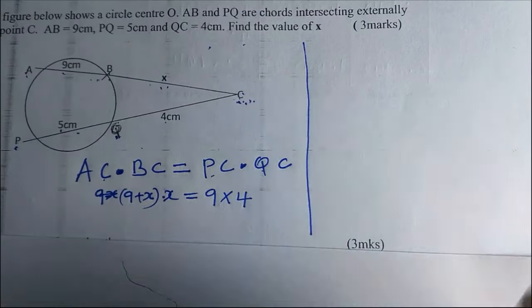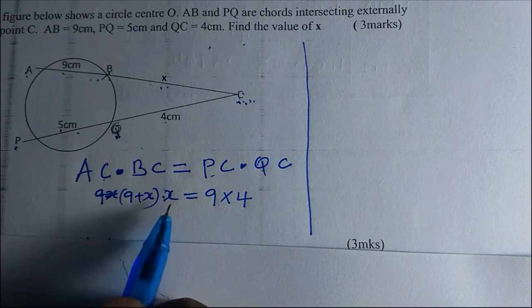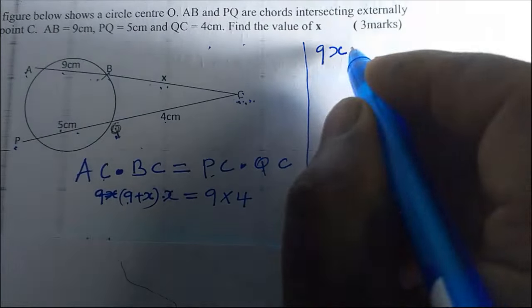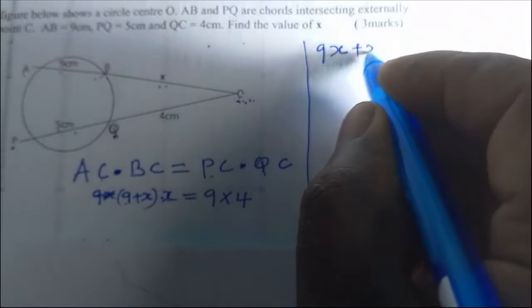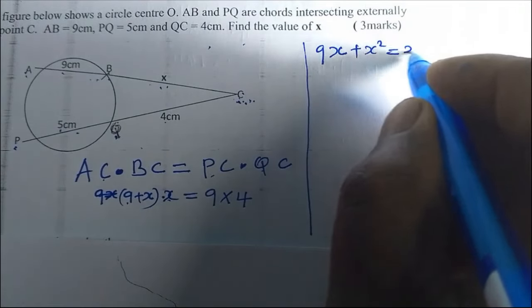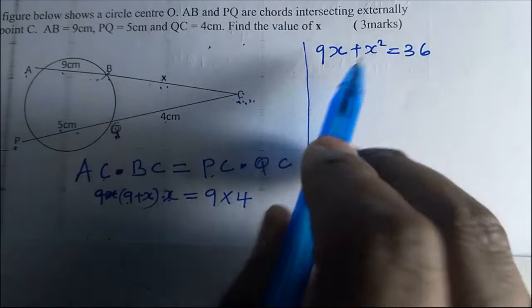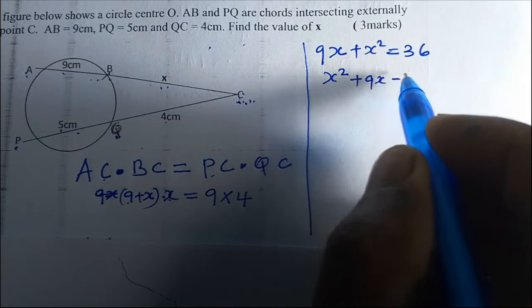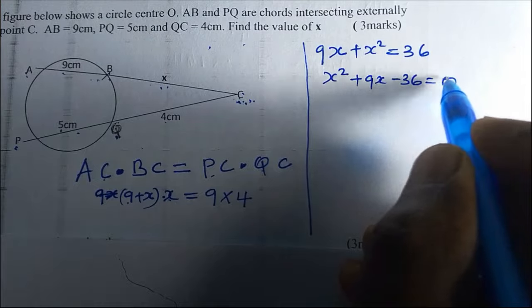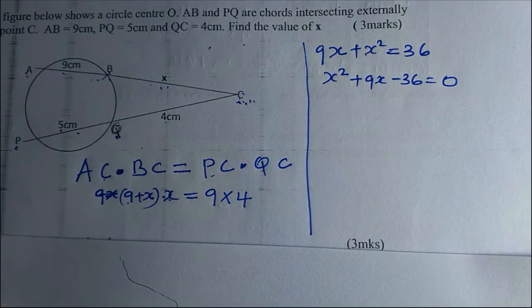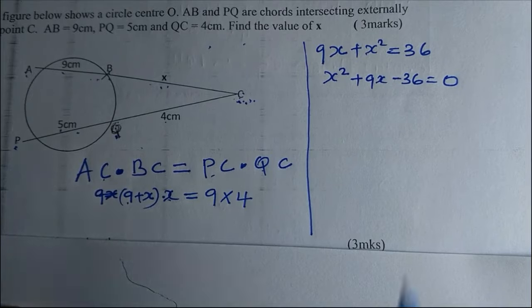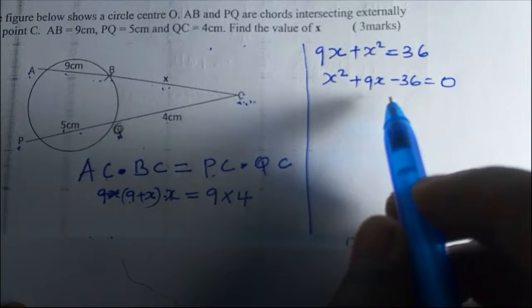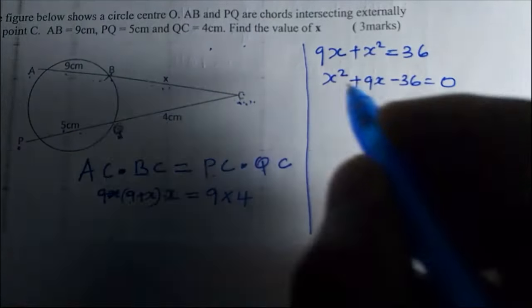So now we have this times 9x plus x squared is equal to 36. Now this is x squared plus 9x minus 36 is equal to 0. So I have brought this side. Now you solve this using either the formula, whichever method you use here, you are free to get the value of x. So x into x minus 3.